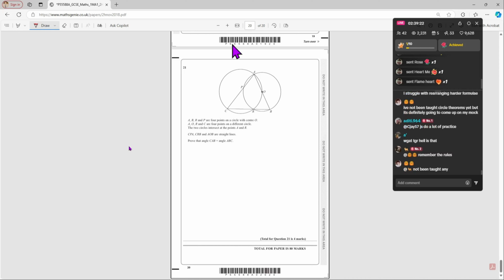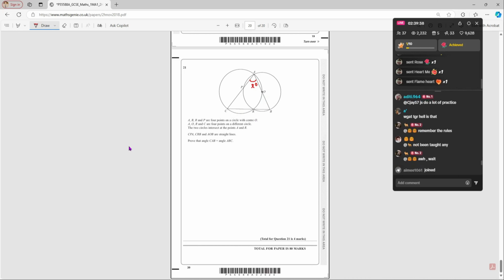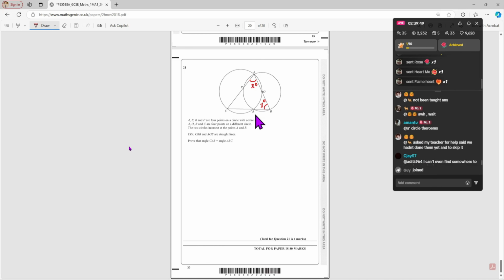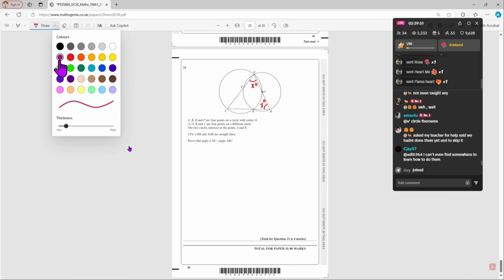So angle CAB, this angle over here, let's label it X degrees, is equal to this angle over here. And I'm going to label that X degrees as well. Okay? CAB and ABC, these 2 angles are equal. I have to prove that these 2 angles are equal. So, how do we do this? Do you guys know how we start working it out? How do we prove they both are equal?